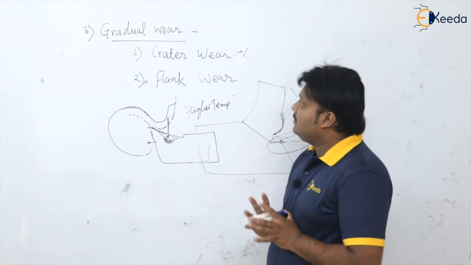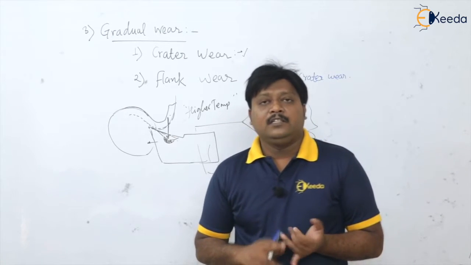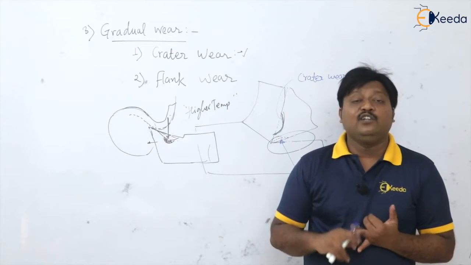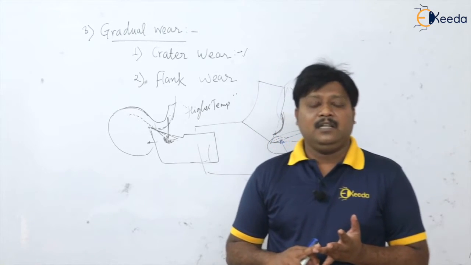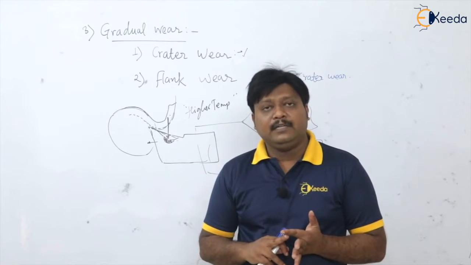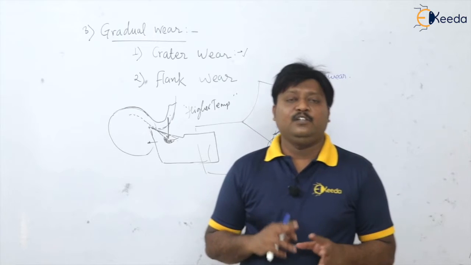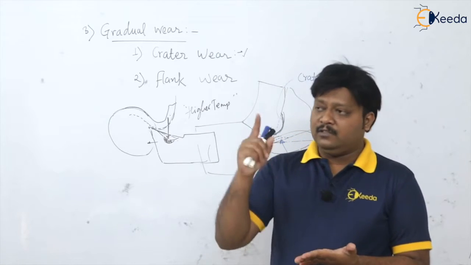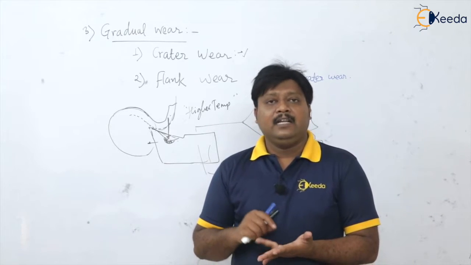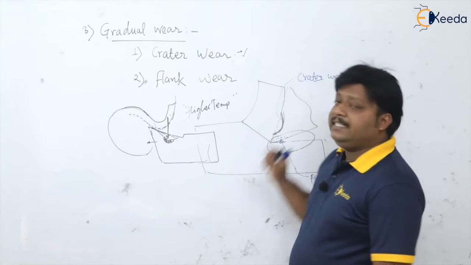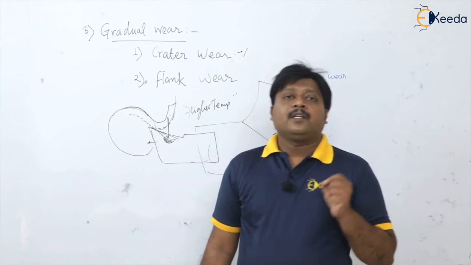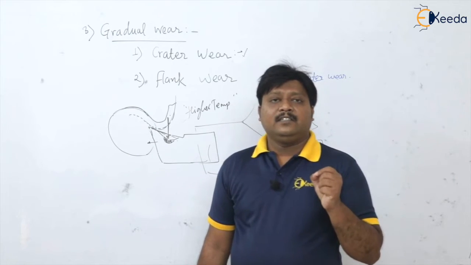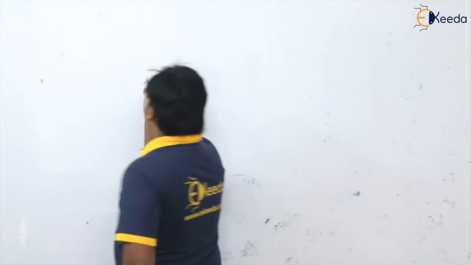Okay, so in this way we have discussed the modes of tool failure: failure because of plastic deformation, failure because of mechanical breakage, and failure because of gradual wear. In that we have two wears: the wear present on the rake face of the tool, that is the crater wear, and at the flank portion of the tool, it is the flank wear. And the reasons or sources of the wear we have discussed. So after looking at the modes of tool failure, now we are going to talk about the tool life.